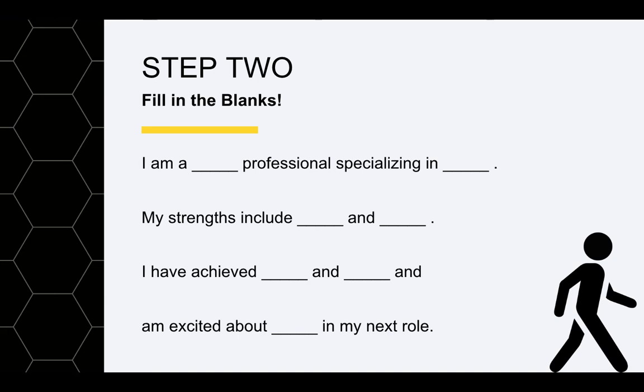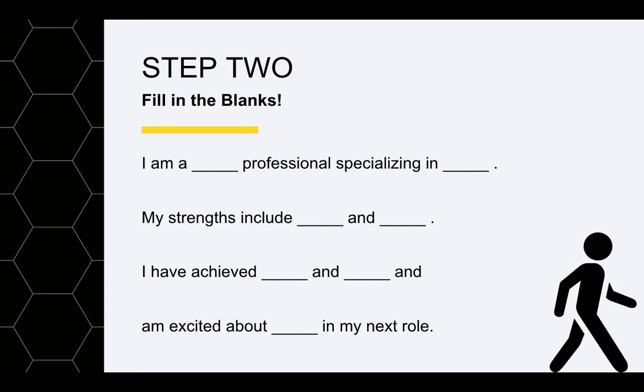If you are an IT director, you're probably not going to say, I am an IT professional. You're going to say, I'm an IT leader specializing in shared services or something like that, right? So I am a blank professional specializing in blank. My strengths include blank and blank. Now, why do I see 2 blanks and not 3 when we just talked about your 3 greatest strengths? We'll come back to that in just a moment. I have achieved blank and blank, and am excited about blank in my next role.